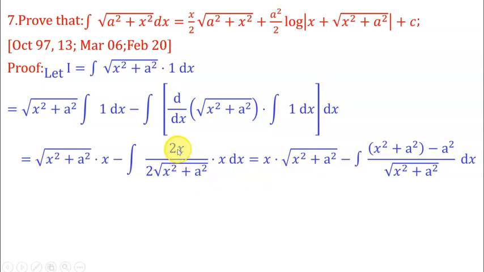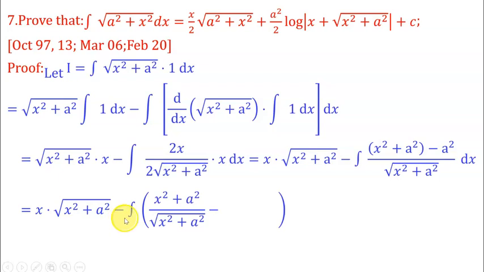What about the second term? X into x square. Arrange this numerator just like the denominator, meaning x square plus a square minus a square. Add plus a square and minus a square, then split this up. The first term is as it is, minus integral of x square plus a square upon root of x square plus a square, minus a square upon root of x square plus a square, dx.